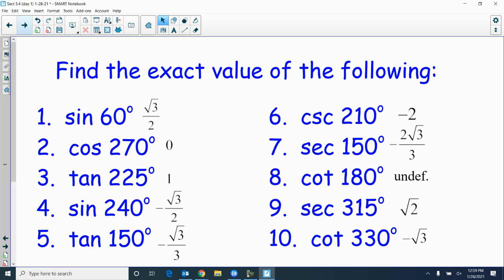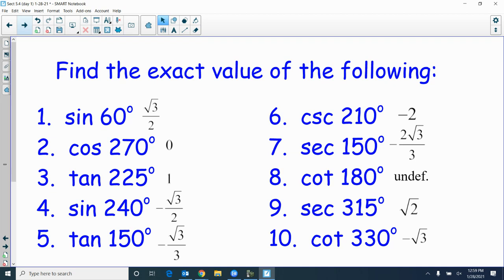The secant is 1 over x. You need to know those. Sine is y, cosine is x. Tangent is y over x. Cosecant is 1 over y. Secant is 1 over x. And cotangent is x over y. So you need to know those.